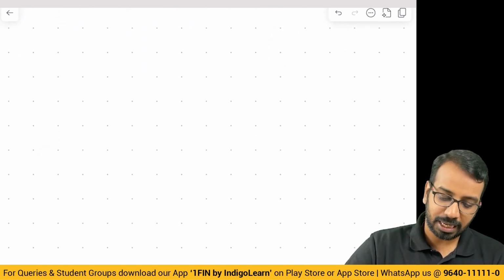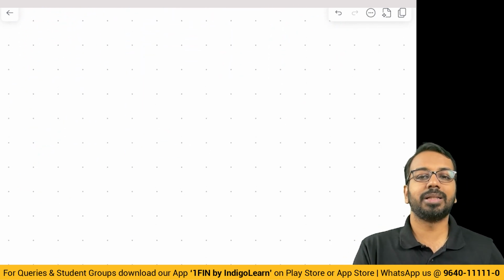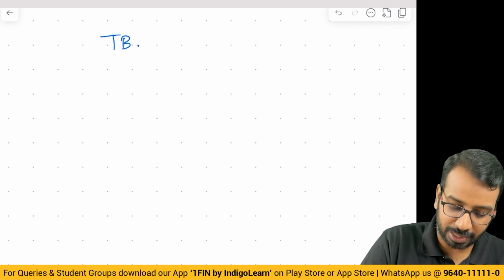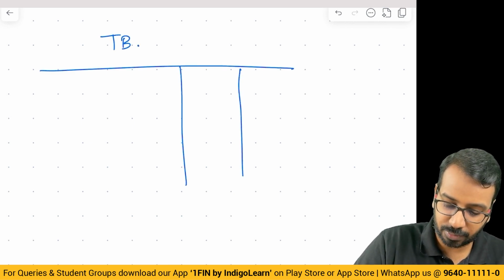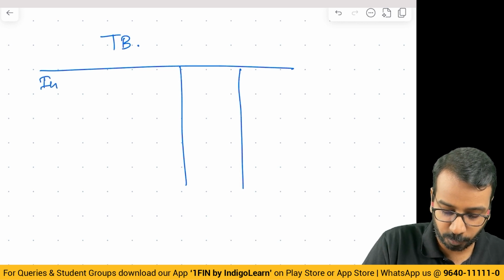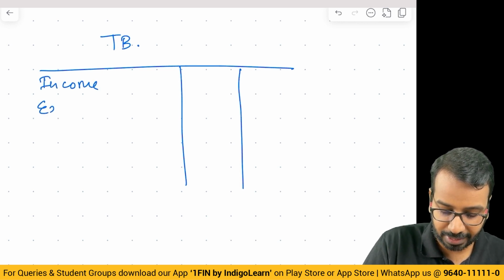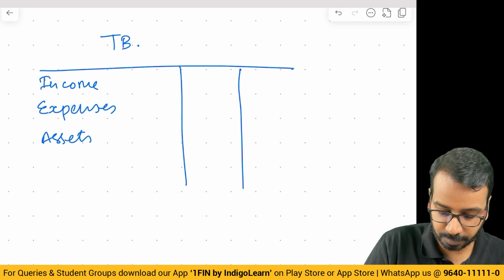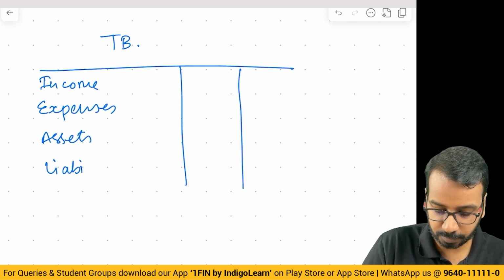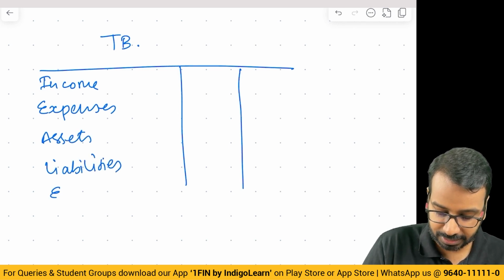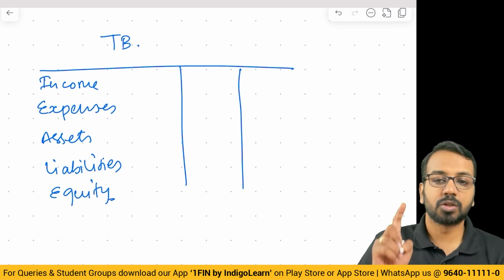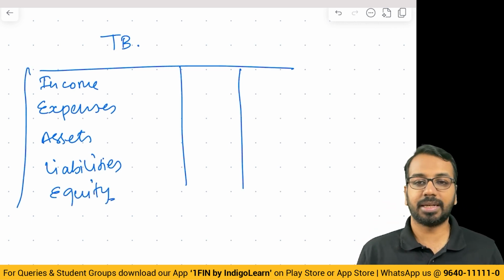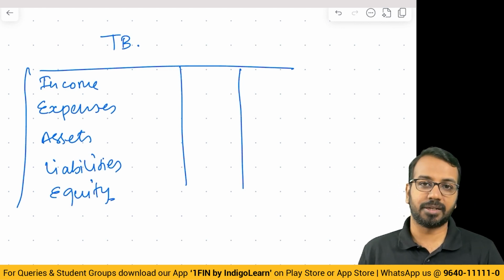A couple of questions I'll tell you how to approach, and then we'll handle other aspects related to dividends and all. Right? Now, in any examination, when there is a requirement to prepare financial statements, they will give you a trial balance. This trial balance will majorly have items related to income, expenses, assets, liabilities, and equity. So the first task is to appropriately classify the items as per these heads, right?